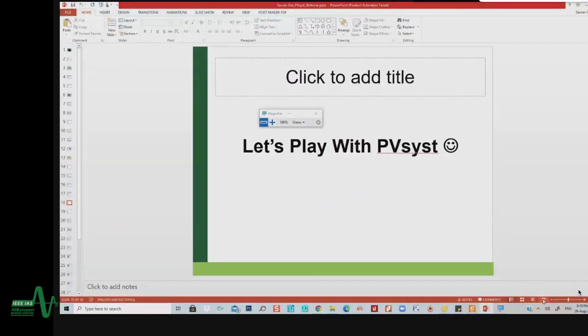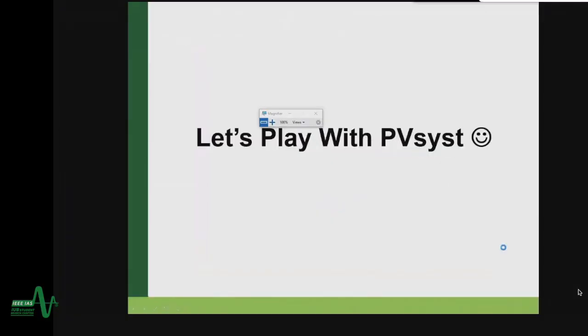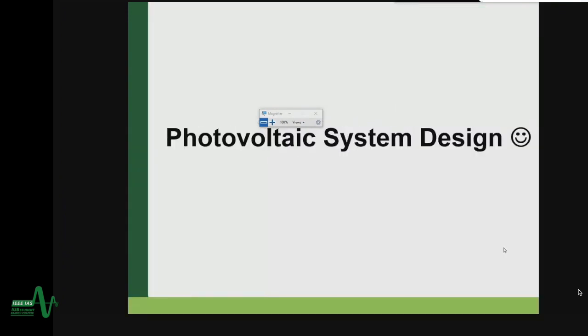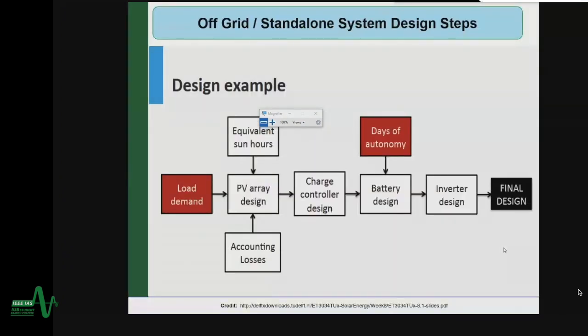And right now we will deal with the off-grid system design. So let's go. Off-grid system design. Let's come to this point where we are going to learn how we can design a standalone or off-grid system. Here are the design steps, what we have to do.